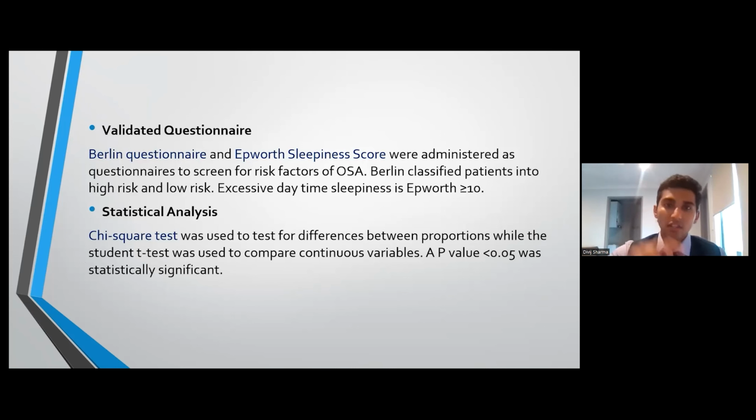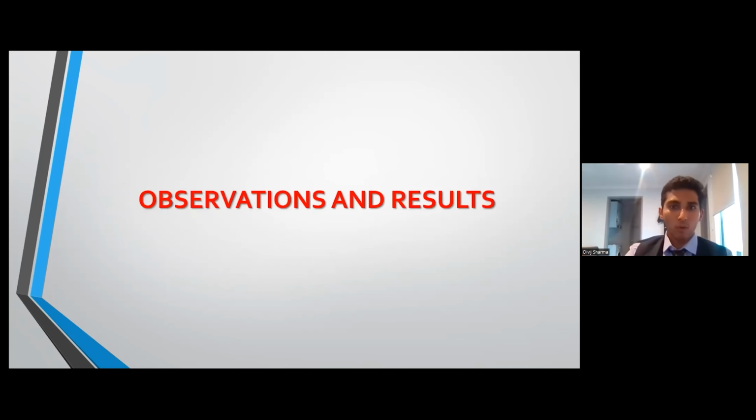We correlate that with the risk for obstructive sleep apnea using statistical analysis such as the p-value. If the value was found to be less than 0.05, then we concluded that the particular risk factor was significantly associated with high risk for obstructive sleep apnea. Moving forward to the results which we observed from the study. I've tabulated all of them in the form of tables for ease.